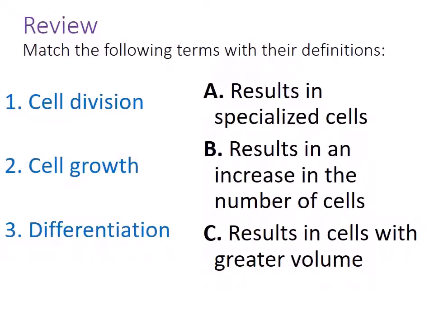So here's a little bit of a review. Match the following terms with their definitions. When it comes to these kinds of questions, I always like to start at the sentence and then go to the word. So which of these results in specialized cells? That's going to be differentiation. So 3 is A. And then which of these results in an increase in the number of cells? That will be cell division. So then we've got one left. Cell growth is going to result in cells with greater volume.